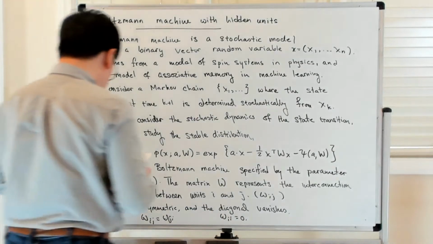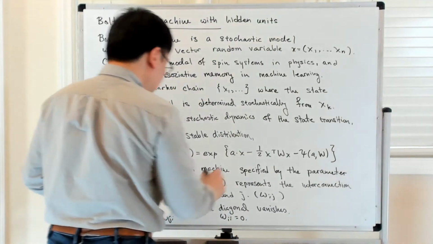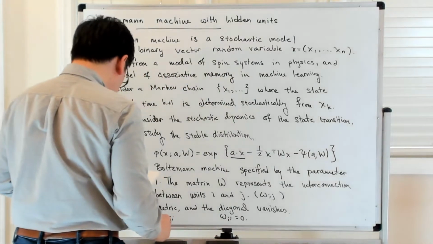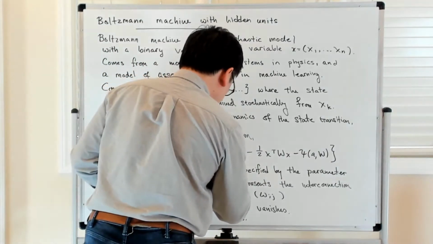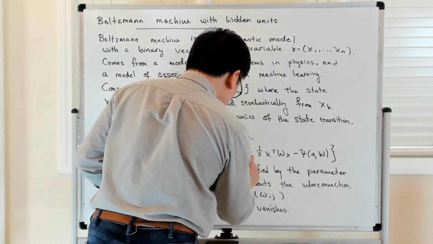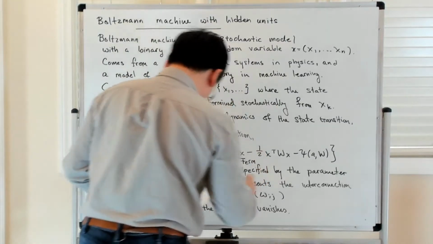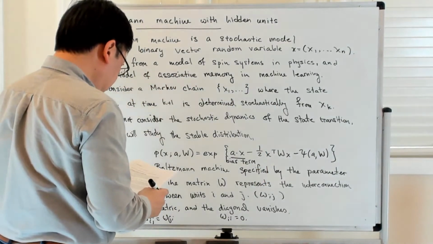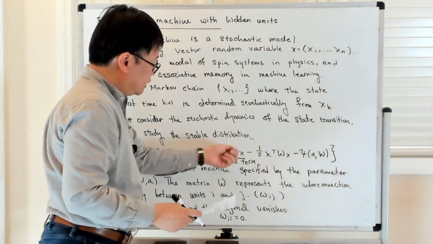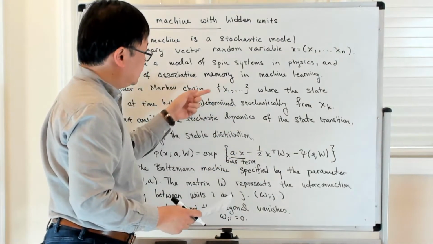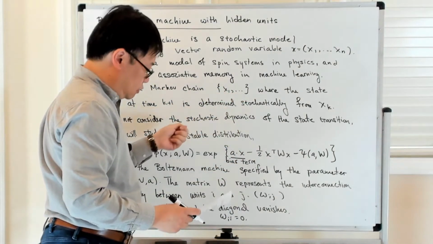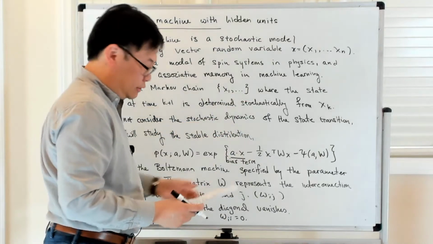This term here is what's called the bias term. As the name implies, it biases the sequence to be either close to 1 or 0.